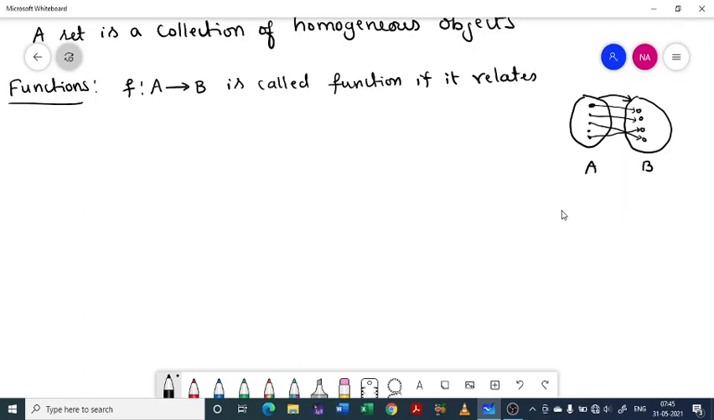Maps is a more specific word than relates. Map or maps, relates or maps. This is important. Every element, or every member, of A to a unique member of B.